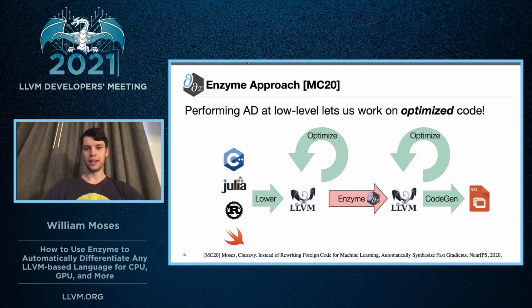Resuming now, the Enzyme approach enables us to do a couple of key things. First of all, it enables us to take all of the different types of source languages that go to the LLVM framework and have a single tool that differentiates all of them. But secondly, it enables us to push automatic differentiation after the optimization pipeline, therefore allowing us to have the same sort of benefits that we saw on the micro benchmark earlier.